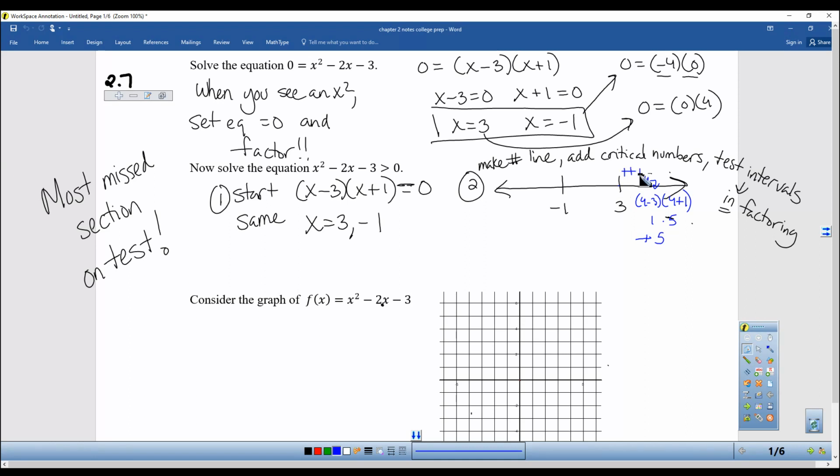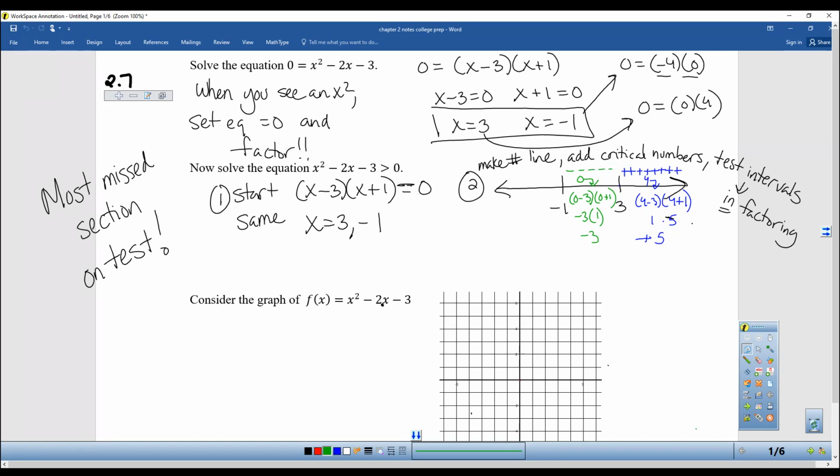Okay, so I'm going to put positives, a whole bunch of them, so that you can see this entire interval. By checking that one point, I know this entire interval is positive. Any number I check in there is going to be positive. Now I'm going to check a number here. I'm going to check 0, because it's between negative 1 and 3, and it's easy. So 0 minus 3, 0 plus 1 is negative 3 times 1, which is negative 3, which is negative. So this whole interval is negative.